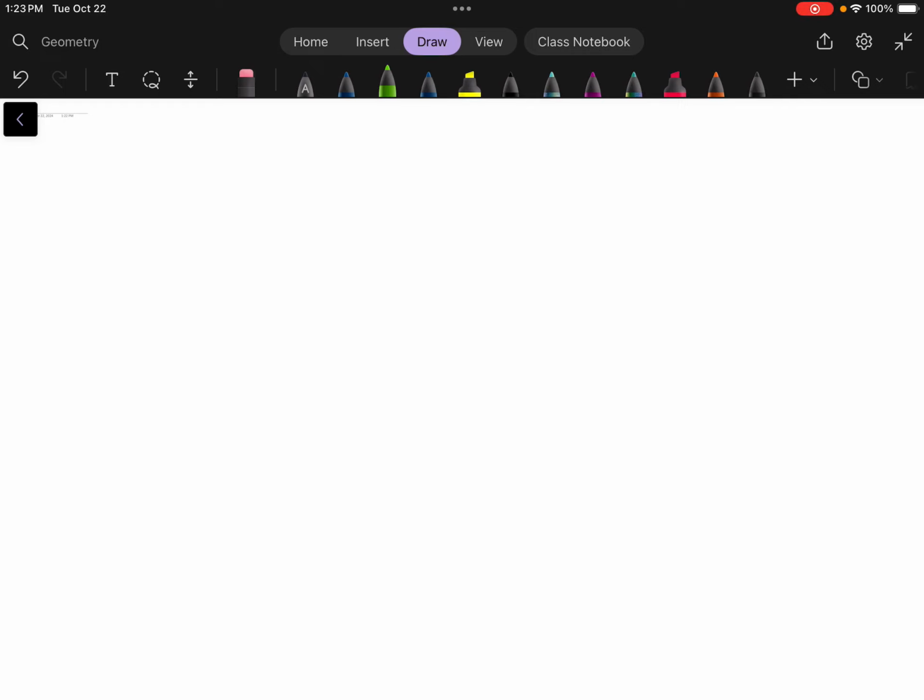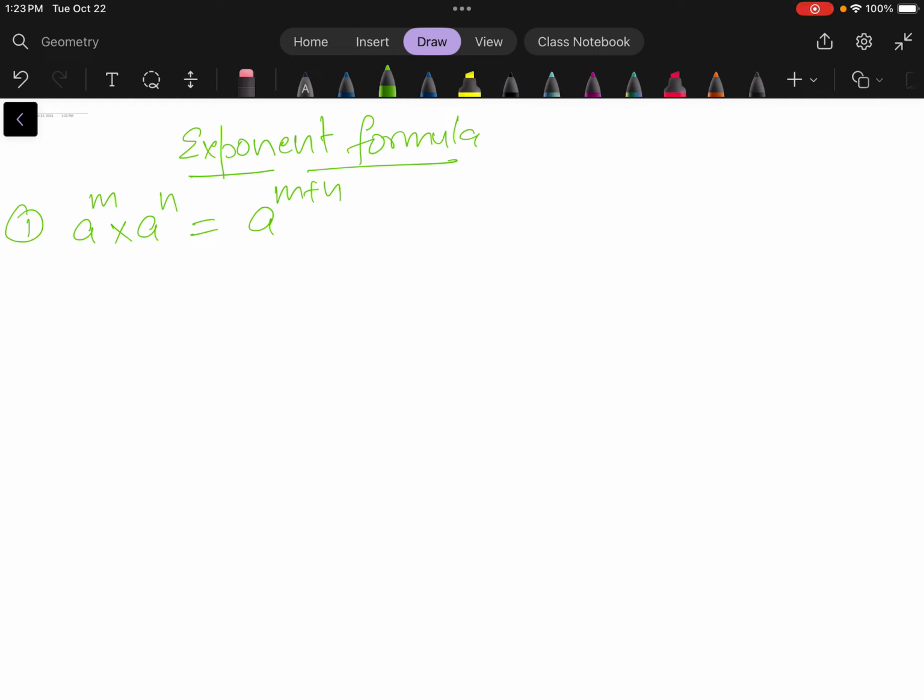So we are going to discuss exponent formulas. First of all, what are the exponential formulas we will have? Like a to the power m multiplied by a to the power n is equal to a to the power m plus n. So this is our first formula.